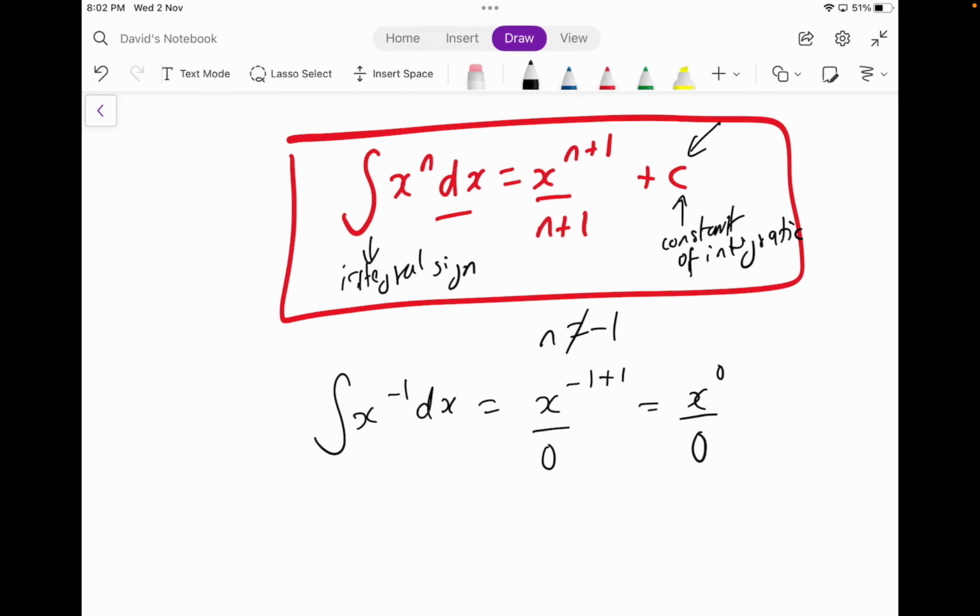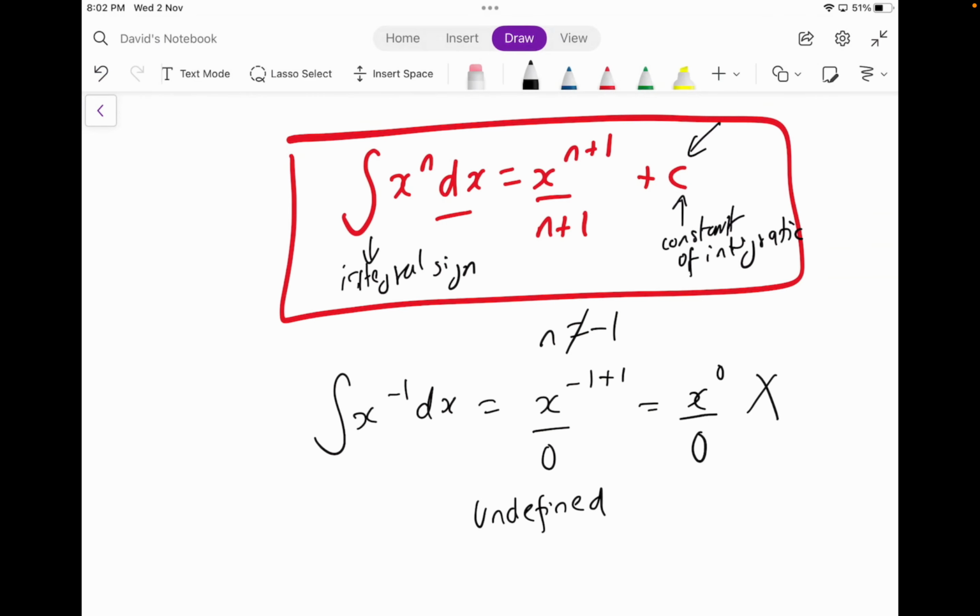And dividing by 0 is undefined in all cases. So this form of integration is not allowed when n is equivalent to -1. It should not be allowed. The reason is because this is undefined. You cannot divide anything by 0. All right? So that's why we take all the values of n except for -1.